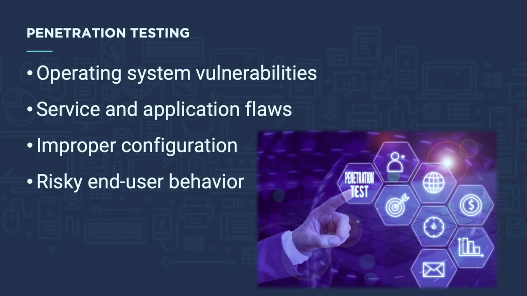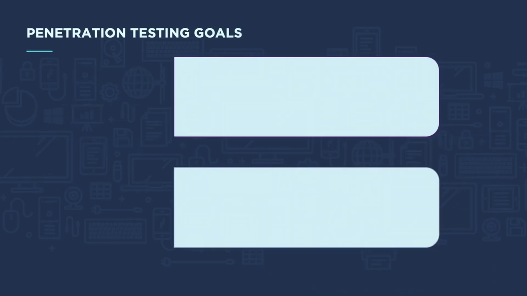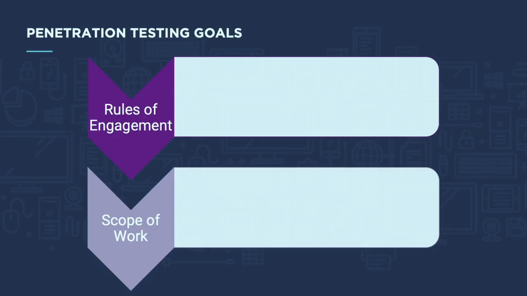Before any testing can begin, the goals and guidelines need to be established. These are spelled out in the rules of engagement and the scope of work documents. The scope of work is a detailed document that defines exactly what should be included in the penetration test. This document is also referred to as the statement of work.